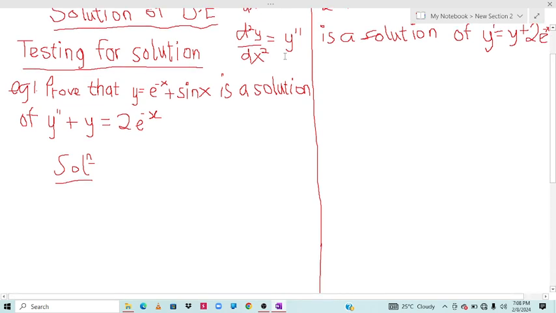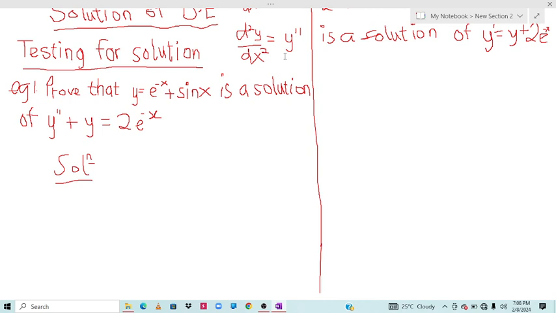In the first example, we are saying that we should prove that the function y is equal to e exponent negative x plus sine x is a solution of this differential equation, which is y prime prime plus y is equal to 2e exponent negative x. So now how do we go about this?